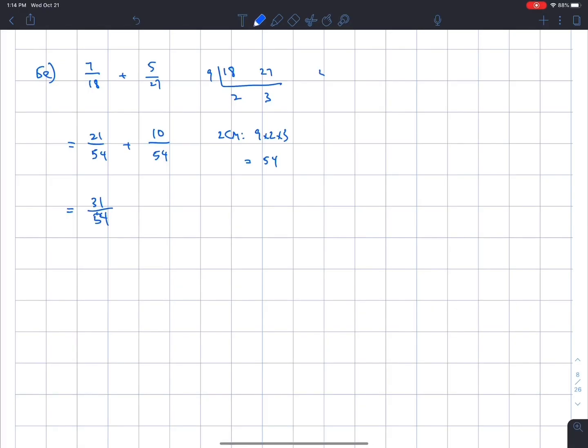And 5f. We have 9 over 40 plus 5 over 16. Again, I need to find the lowest common multiple of 40 and 16. I can divide both of them by 4. Divide both of them by 2. So the lowest common multiple is 4 times 2 times 5 times 2. 4 times 2 is 8. 8 times 5 is 40. 40 times 2 is 80.